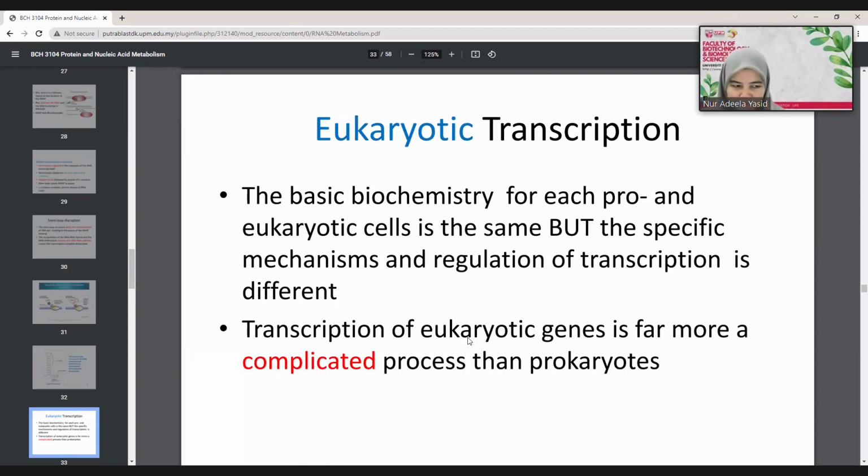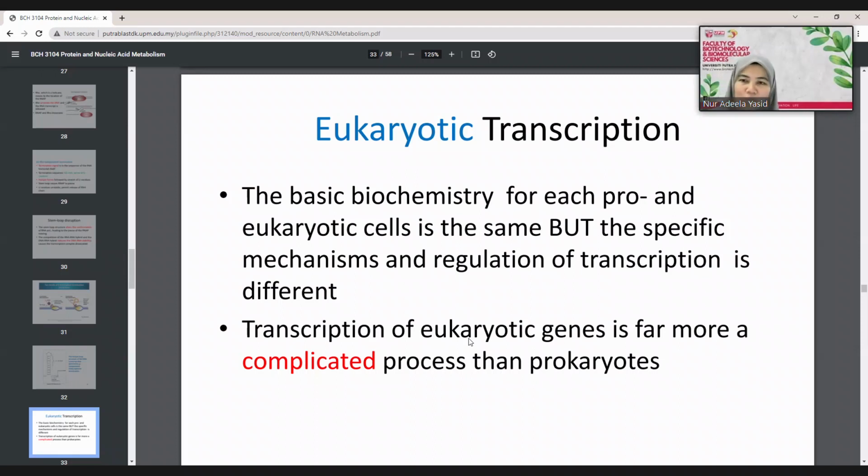Okay, so transcription of eukaryotic genes is a far more complicated process than in prokaryotes. Okay, now I hope you are able to at least outline the transcription process for prokaryotes, so that you can see the difference between prokaryotes and eukaryotes.